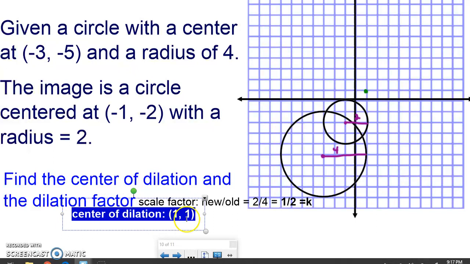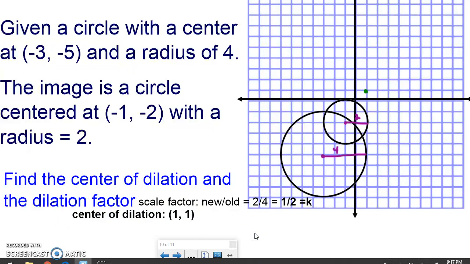So that's my answer. So that's just like if it's a triangle or a quadrilateral or a segment, it doesn't matter. We use our centers to figure out like what the slope is to find the center of dilation. So I again go from big circle to little circle. So I rose 3 and went over 2. So I just rise 3 again and go over 2. So the center of dilation is 1, 1.